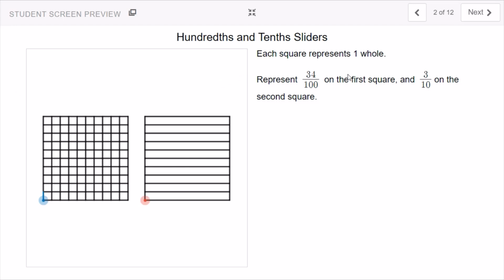Okay, so let's read the instructions. Each square represents one whole. Represent 34 out of 100 on the first square and 3 out of 10 on the second square. So this is the first square. They said to represent 34 out of 100. So 10, 20, 30, and then 31, 32, 33, and 34. Now at the second square, they said to represent 3 out of 10. So it means we're going to be shading 3.